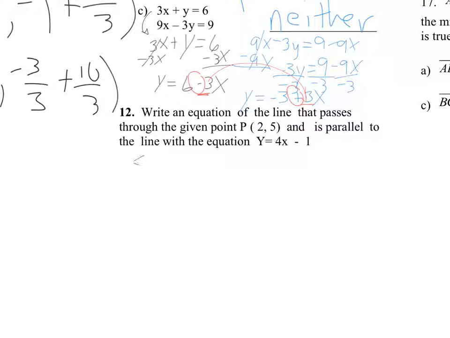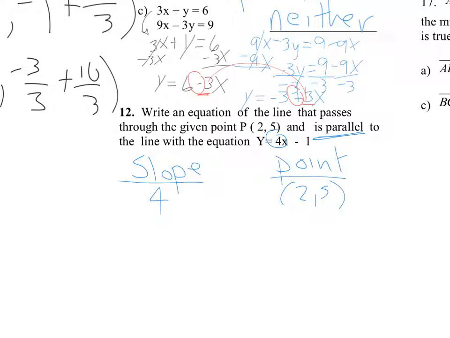Writing equations, you need two things: slope, point. This one says passes through (2, 5) and is parallel to the line y equals 4x minus 1. That means your slope is 4. Same as that one. The point is (2, 5). And then you just do point slope: y minus 5 equals 4 times x minus 2. Sorry, that should be a 4.